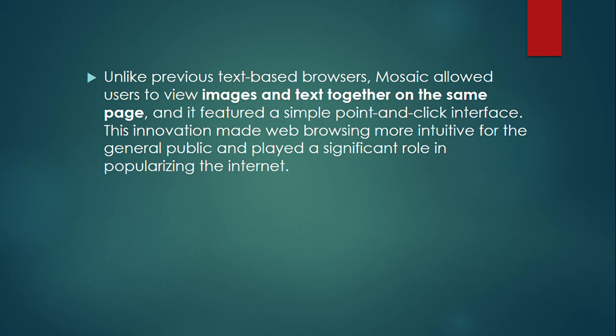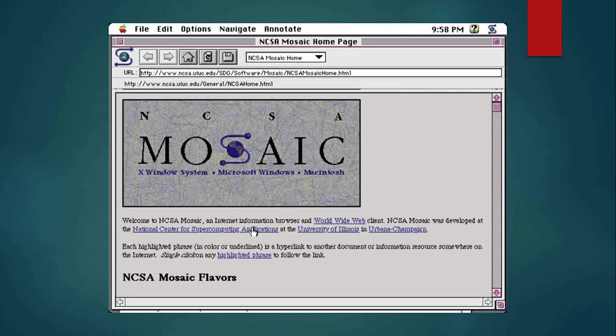Mosaic made the World Wide Web visually engaging and easier to use. Unlike previous text-based browsers, Mosaic allowed users to view images and text together on the same page, and it featured a simple point and click interface. This innovation made web browsing more intuitive for the general public and played a significant role in popularizing the Internet. So here's a picture of an example of Mosaic. Now it has a picture, so you can see it visually, not like the old one where it's all text and not appealing to the eye.